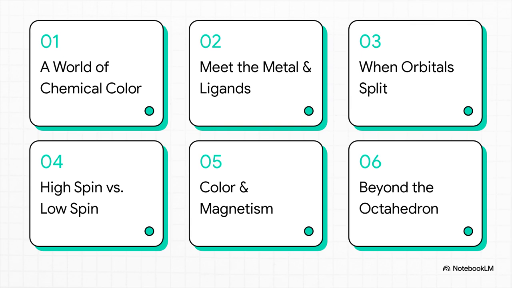So, here's our game plan. We're going to start with this mystery of chemical color. Then we'll meet the key players, the metal and its partners. After that, we'll get to the main event, orbital splitting. We'll see how electrons have to make this crucial choice between high spin and low spin. And finally, we'll put it all together to solve for color and magnetism, and even take a quick peek at how this theory works for different shapes.